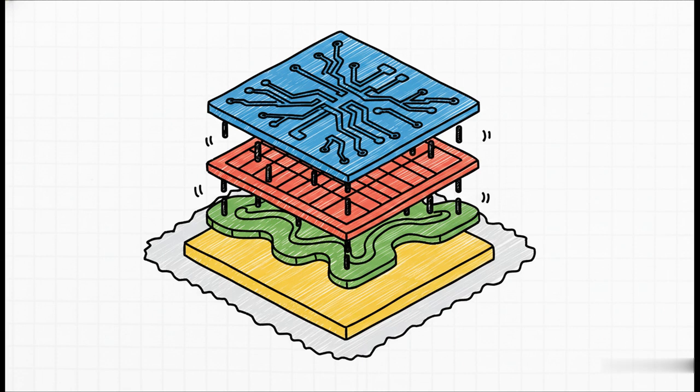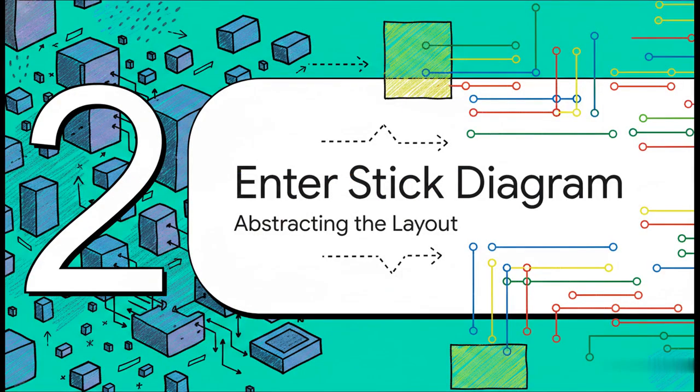Fifth is the well or substrate, which is the actual foundation where the transistors are fabricated. And lastly, the field oxide layer. This acts like a protective wall to isolate devices and keep things from leaking. Grasping these physical building blocks, that's step 1. Moving on to part 2, enter the stick diagram.